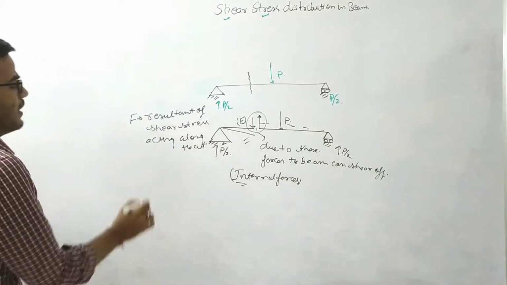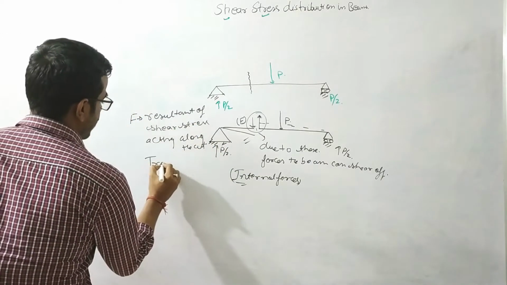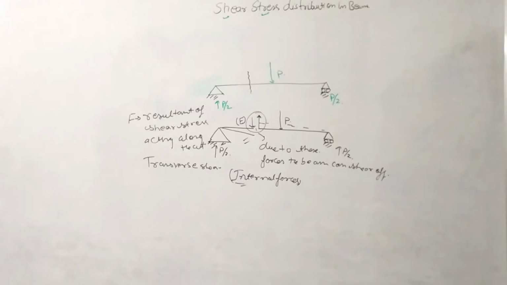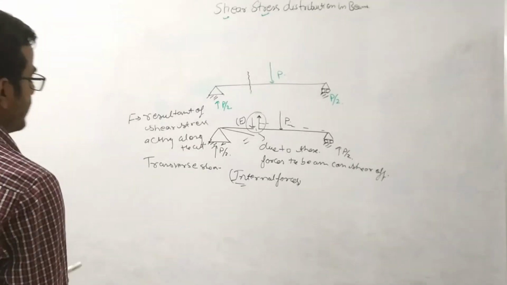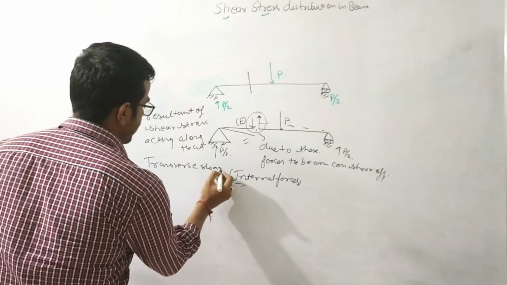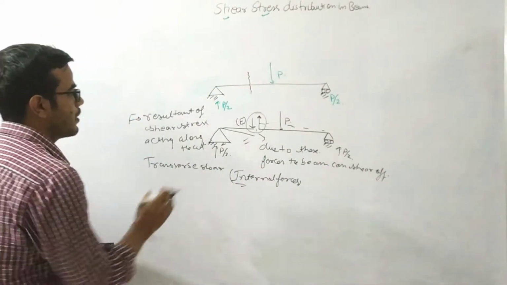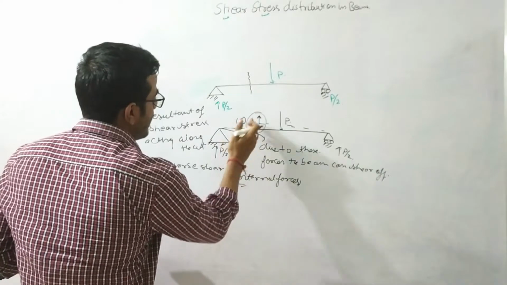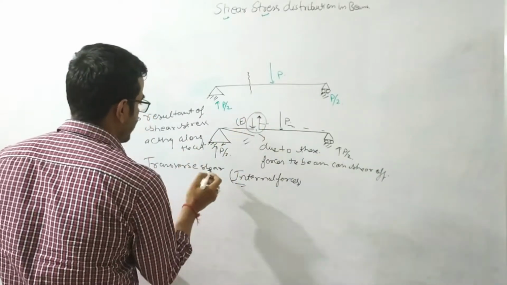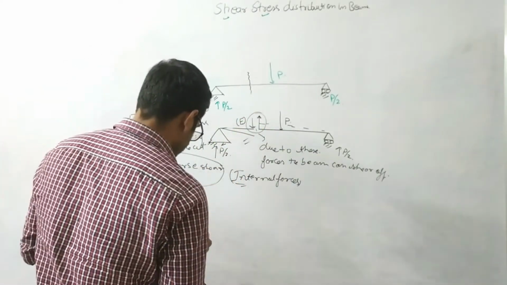This is also called transverse shear. Why are we calling it transverse shear? Because this is the longitudinal axis of the beam, and this force is acting perpendicular to the longitudinal axis. So this is also known as transverse shear.